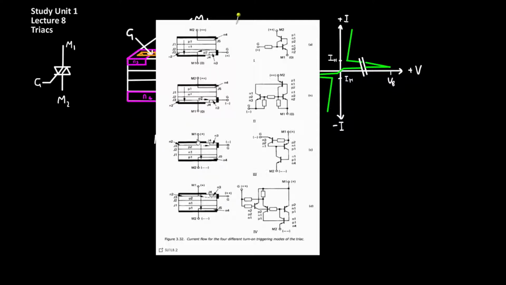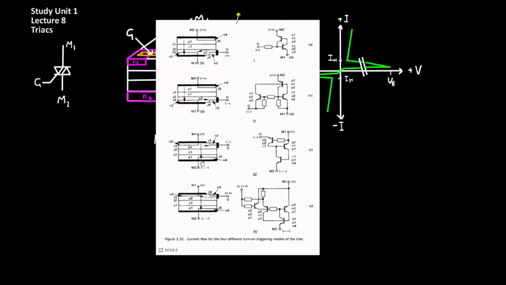In mode 3, M1 is positive relative to M2 and a negative charge is applied to the gate. This causes current to flow from M1 to terminal M2. This happens because junction J4 is now forward biased. The forward bias at J4 means that electrons are now injected from N3 into P2. Holes are injected from P2 into N1, and this, combined with the junction J4, causes current to flow from M1 to M2.